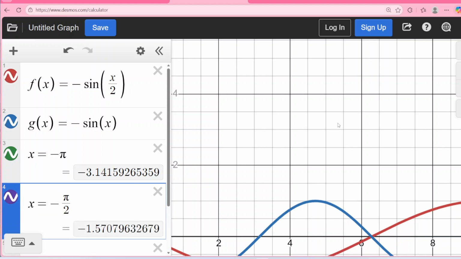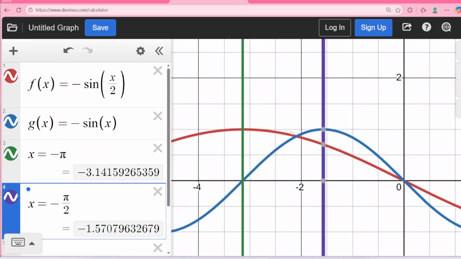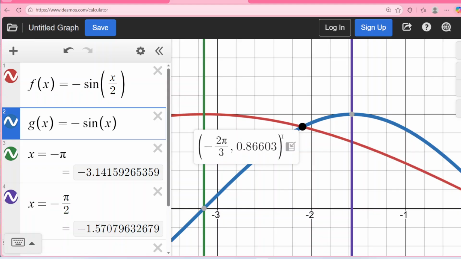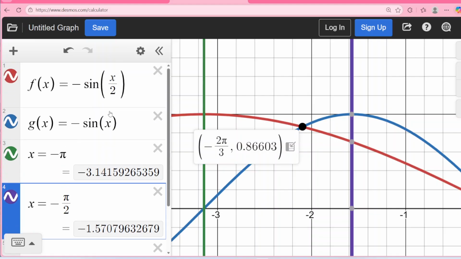All right. That's between these two lines. So again, you see another little bow tie region. So let's see where they meet. They meet at negative 2 pi over 3. So I'm going to go from negative pi to negative 2 pi over 3 with red minus blue, right? F minus G. And then from negative 2 pi over 3 to negative pi over 2 of blue minus red, right? Or G minus F.